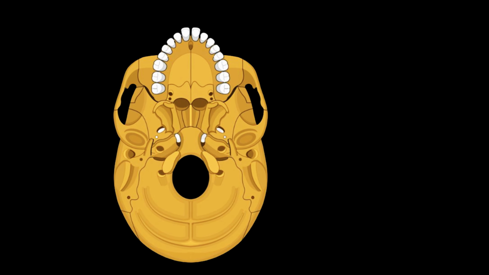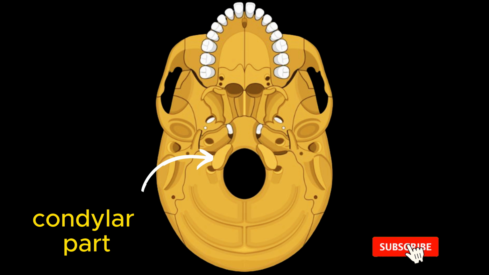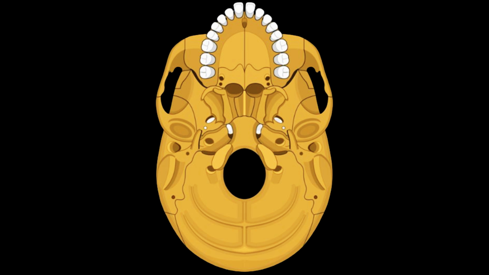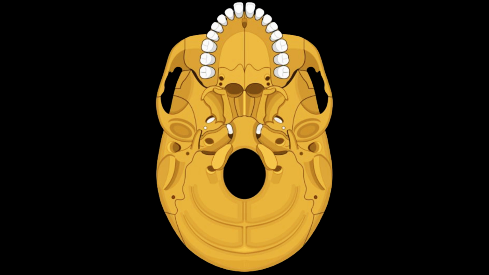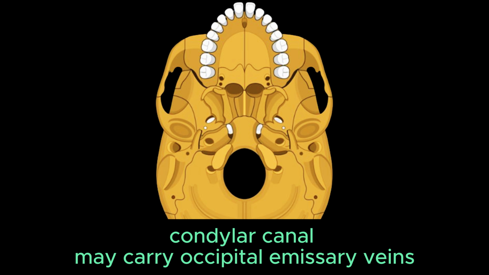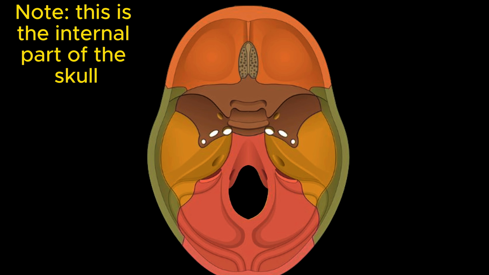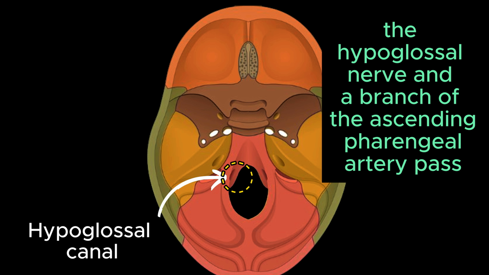The condylar part of the occipital bone forms the lateral walls of the foramen magnum. It is composed of 2 occipital condyles. Posterior to the condyles lies a depression called the condylar fossa. This fossa contains the condylar canal, which may carry the occipital emissary veins. The inner side of the condyle base contains the hypoglossal canal, where the hypoglossal nerve exits and a branch of the ascending pharyngeal artery enters.